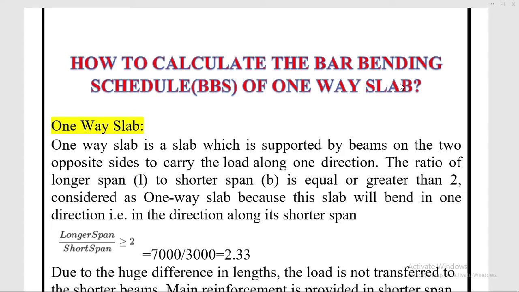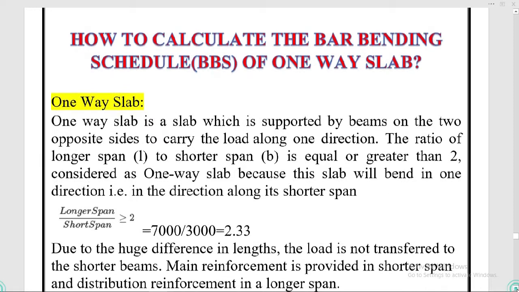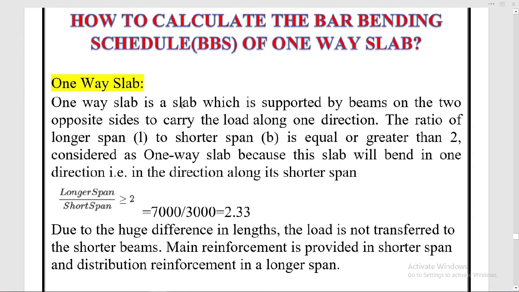Before going to our topic and explanation with an example, first I want to explain what a one-way slab is. A one-way slab is a slab supported by beams on two opposite sides to carry the load along one direction. If the ratio of the longer span to the shorter span is equal to or greater than 2, it is considered a one-way slab, because this slab will bend in one direction, along its shorter span.